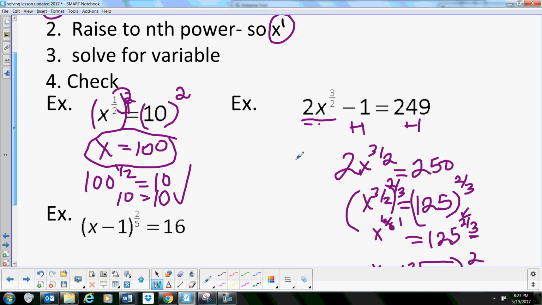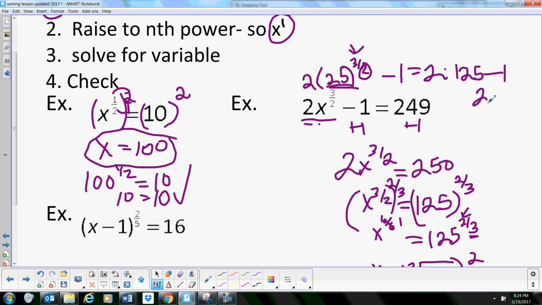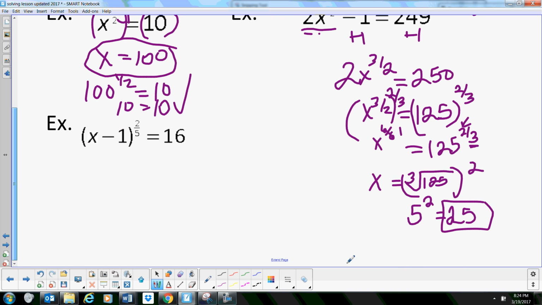Now let's go back and check it. Let's plug this in. So we have 2 times 25 to the 3/2, all minus 1. So 25 to the 3/2 means I'm going to take the square root of 25, which is 5, and then I'm going to cube it. So that's going to give me 5 cubed, which is 125. So 2 times 125 is 250, and then 250 minus 1 is indeed 249. So guess what? We have a good answer. So that means 25 is the solution to this one.